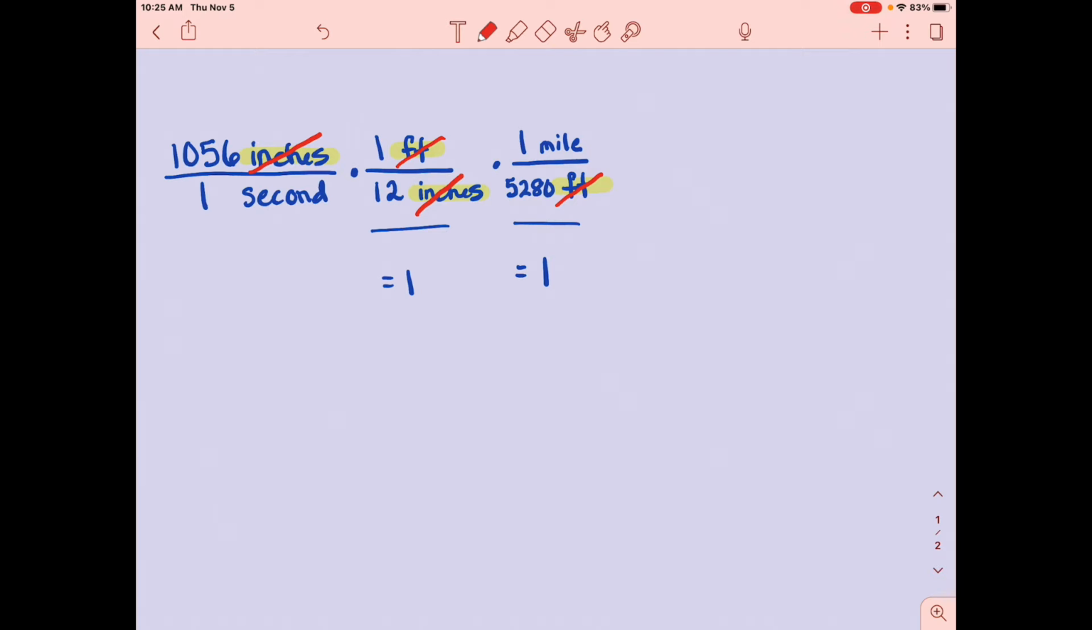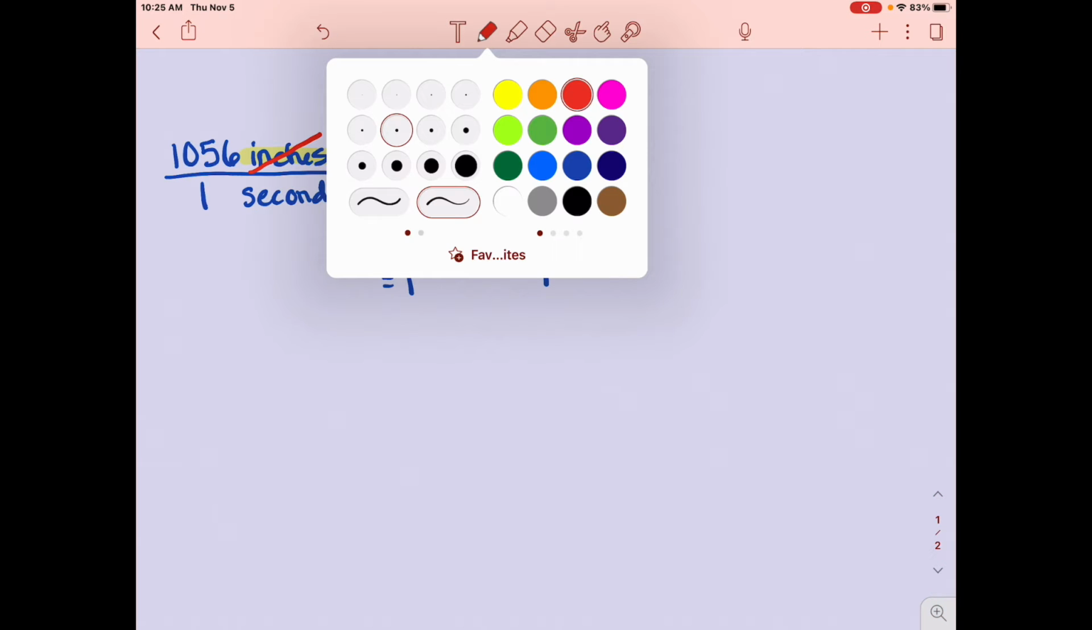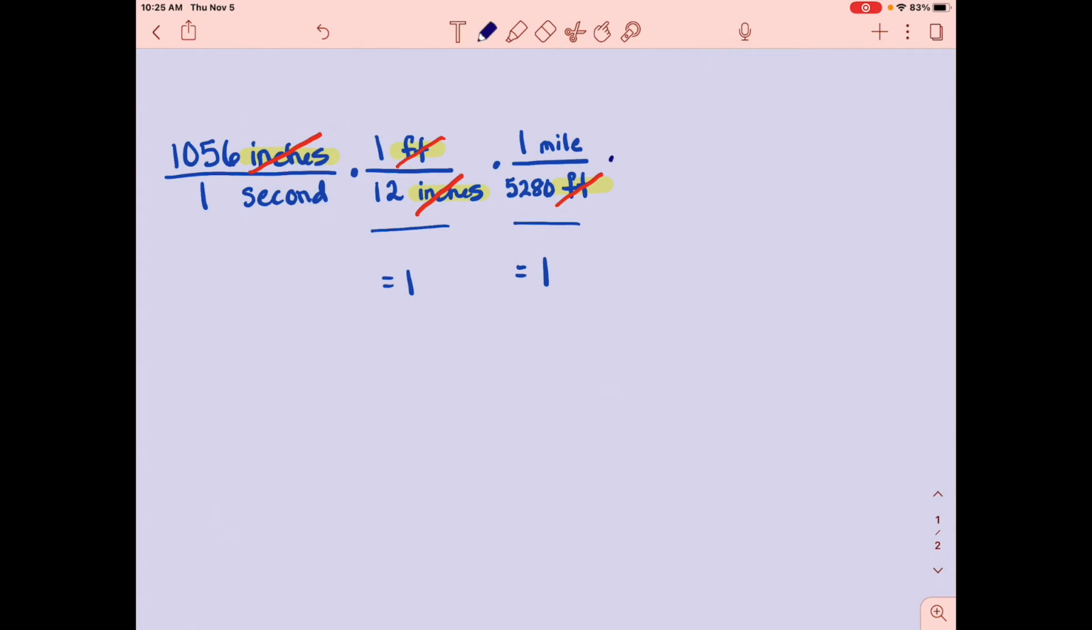So notice what I have now. I have seconds on the bottom and miles on the top. So the units I have right now are miles per second. That's still kind of weird. I'm really looking for miles per hour. So let's keep going. Miles is good, so I'm ready to just leave the miles alone. But let's chat about seconds for a minute. Now, if I want to get rid of seconds on the bottom, I'm going to put seconds on the top.